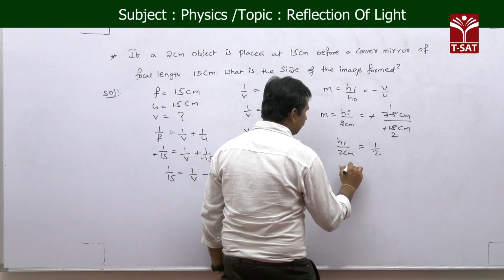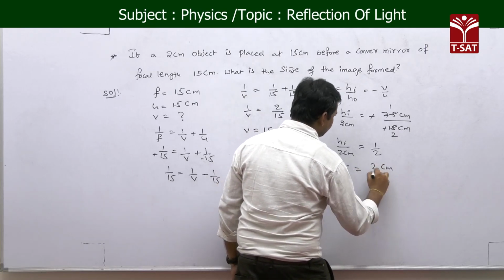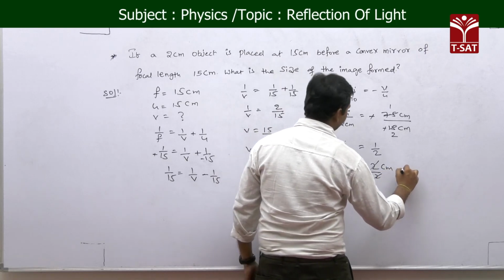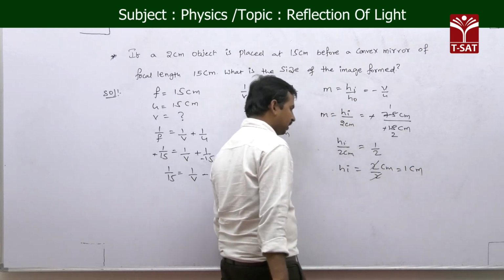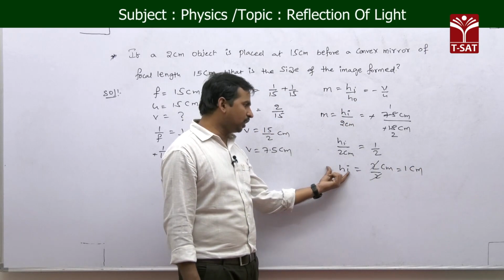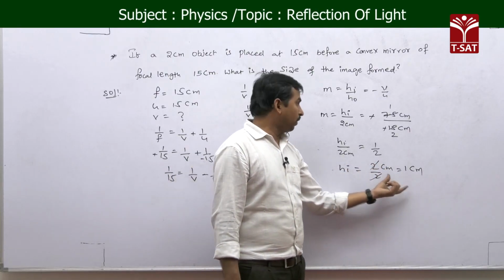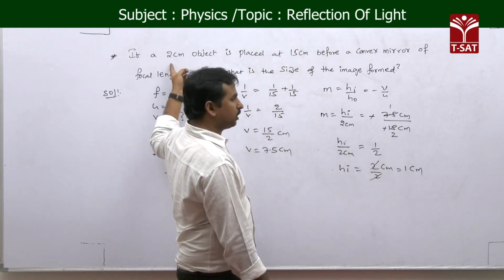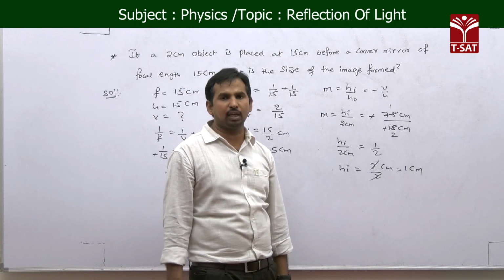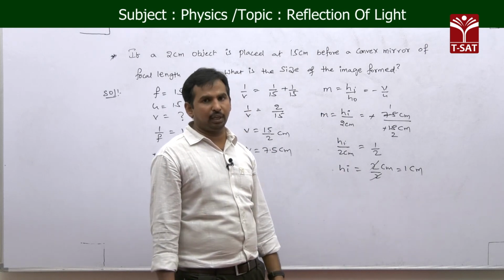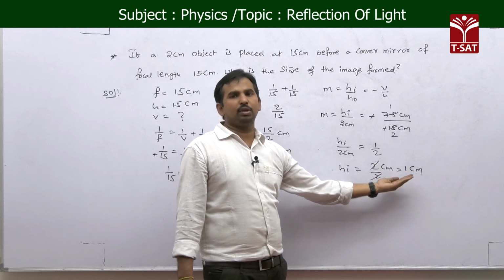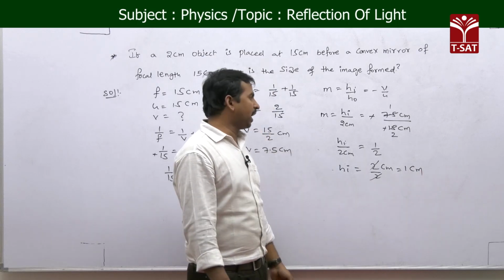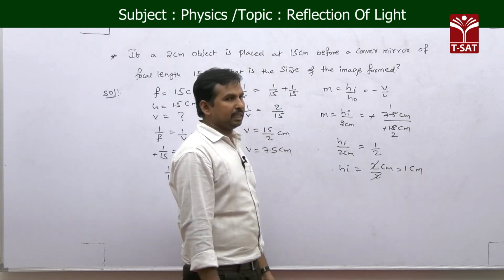Then the height of the image is equal to 2 centimeters divided by 2, which gives 1 centimeter. Here we got the height of the image as 1 centimeter, whereas the height of the object is 2 centimeters, which means we are getting a diminished image. There is a decrease in the size of the image.